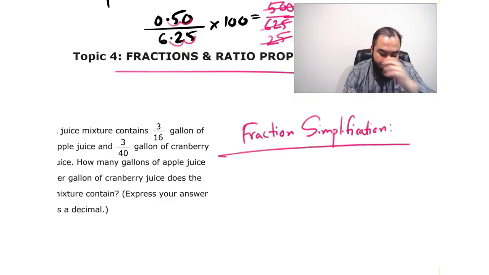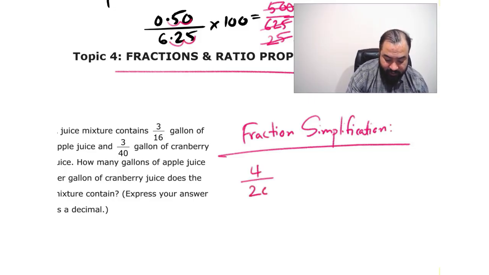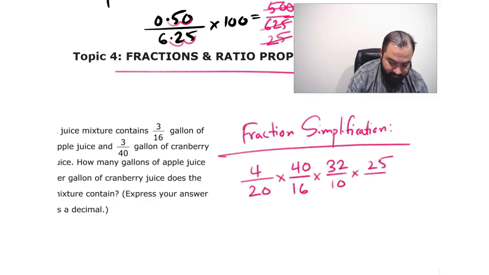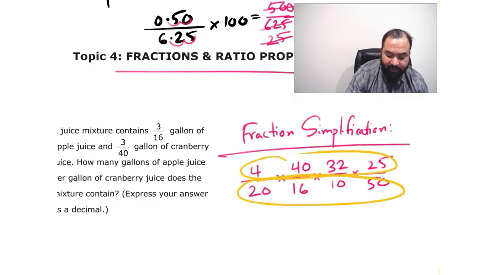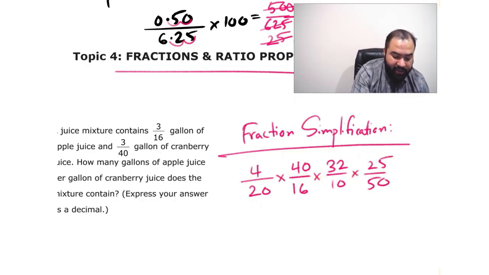Okay, so now you can see, let's say I give you a question. Let's say 4 out of 20 times it by 40 out of 16 times it by 32 out of 10 times it by 25 out of 50. So if you were to do it the traditional way, you'll probably multiply all these numbers and then divide by the product of all these numbers. That's a lot of work. So we can do simplification.